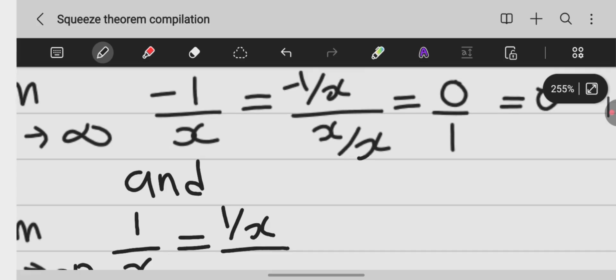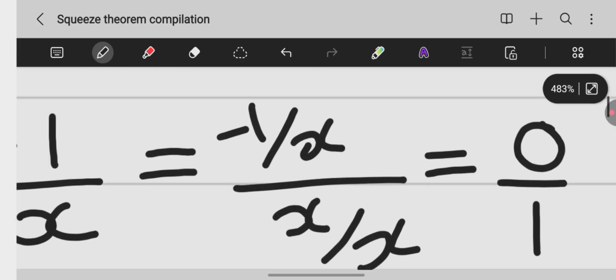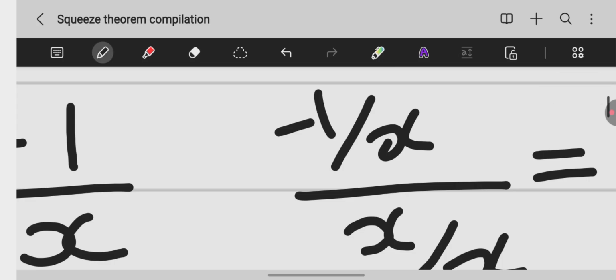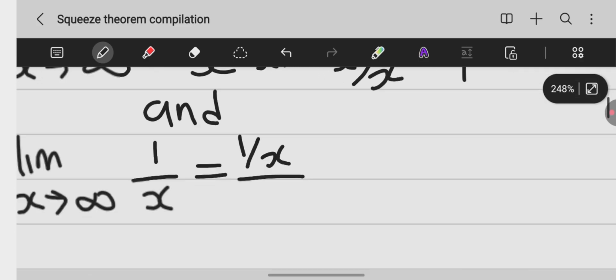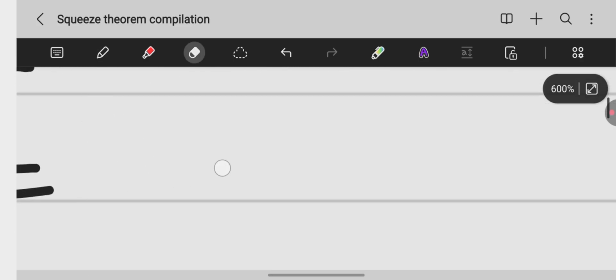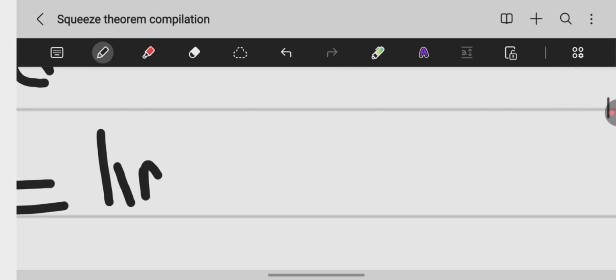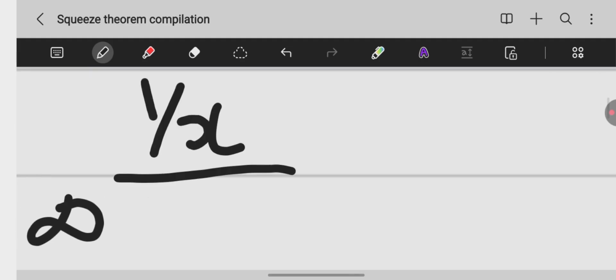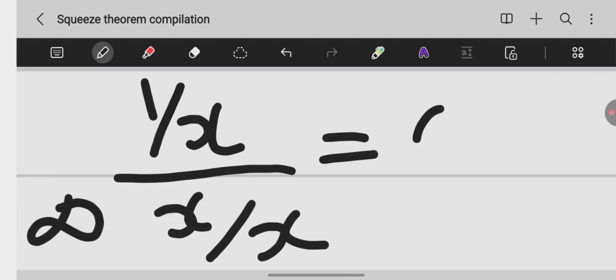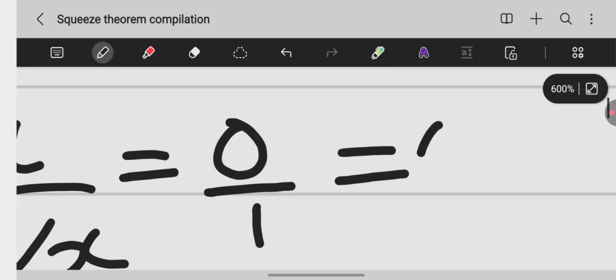Oh, sorry, I think I did something incorrectly here. Okay, so I was supposed to have a limit as x approaches infinity, right? Which is kind of what I almost forgot here. Remember to always write your limits if you want all your marks, obviously for all the time you spent on the paper. So the limit as x approaches infinity of 1 over x over x over x would be the same as 0 over 1, and that's 0.